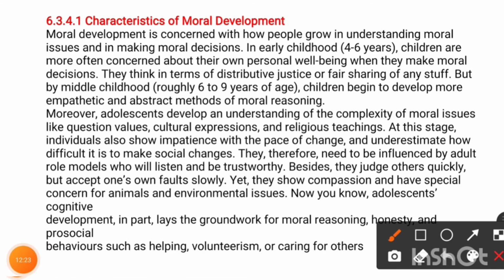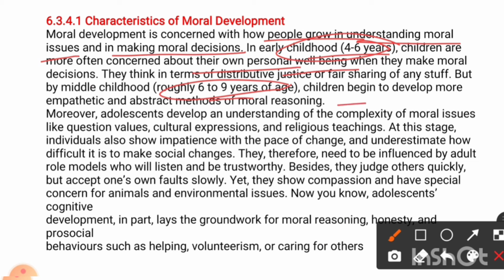Moral development is concerned with how people grow in understanding moral issues and in making moral decisions. In early childhood, a period of 4 to 6 years, children are very often concerned about their own personal well-being. When they make a moral decision, they think in terms of fair sharing of any stuff. But by the time they are 6 to 9 years old, they think more constructively.